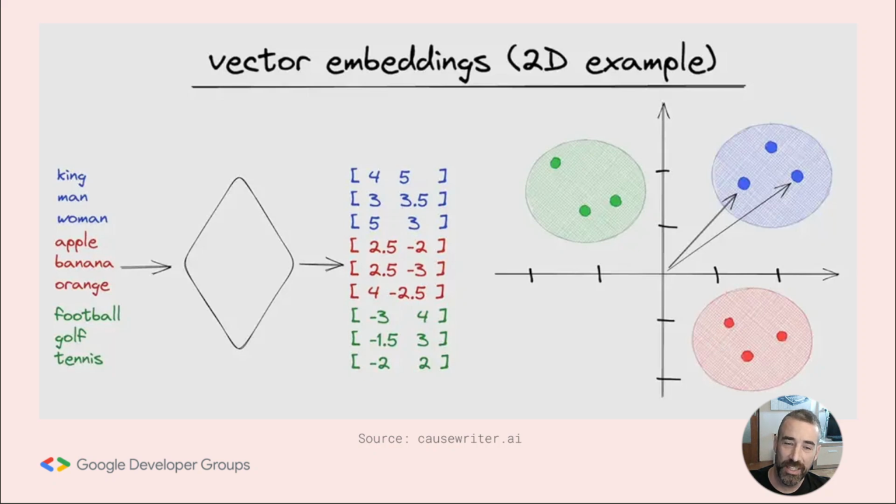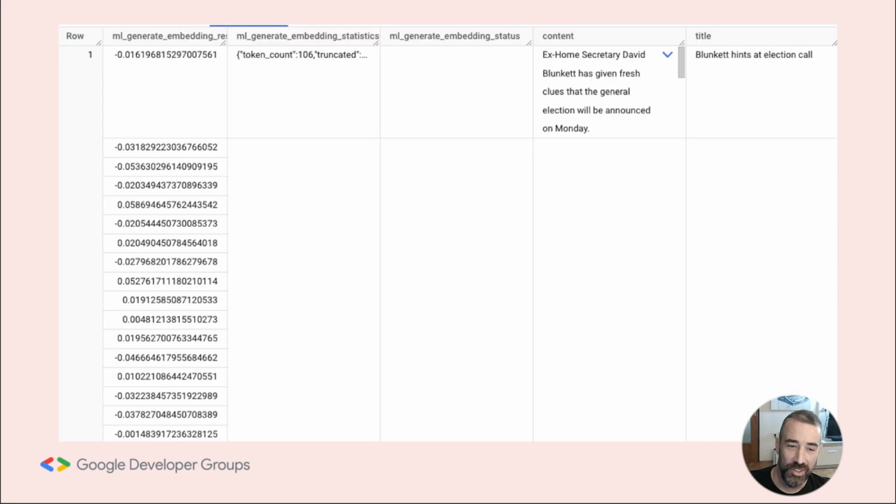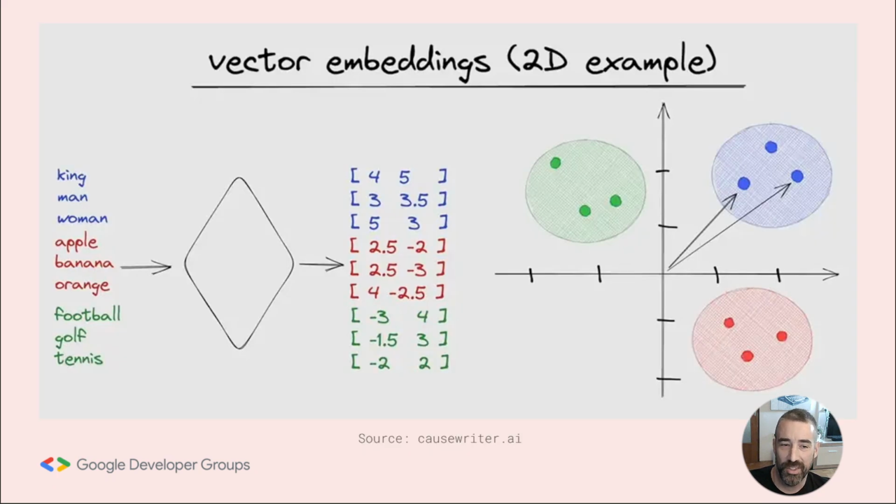So you can see that king, man, woman are all together, similarly positioned. Again, football, golf, tennis, similarly positioned. Apple, banana, orange, similarly positioned, because they were assigned numbers that represent how close those terms are in some space. And here we can draw this nicely, because this is a 2D example. In reality I think these are like 700 dimensions, but for our case it doesn't really matter. I'm just showing this for intuition.